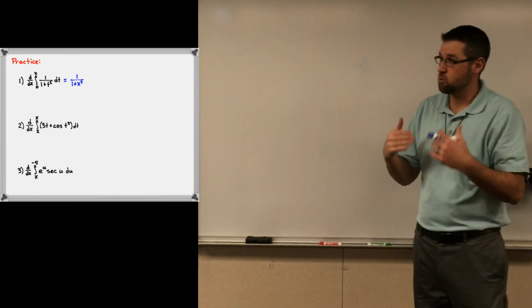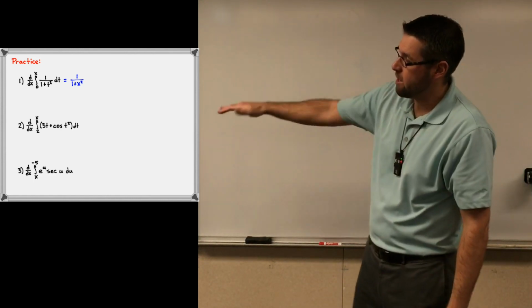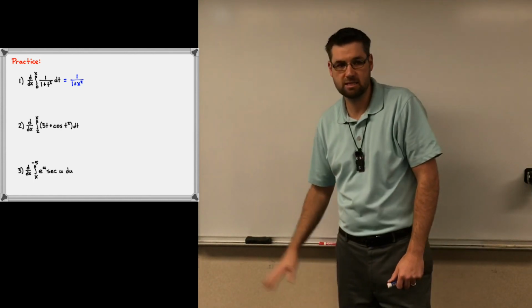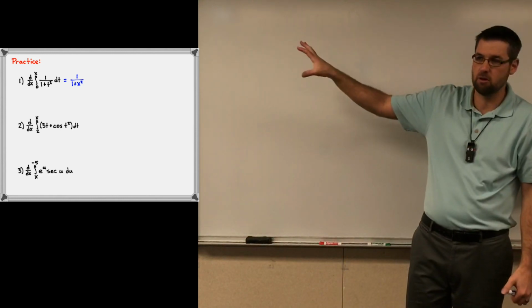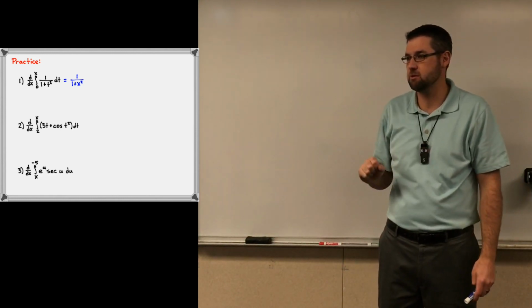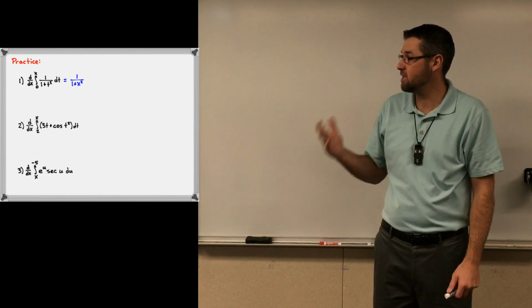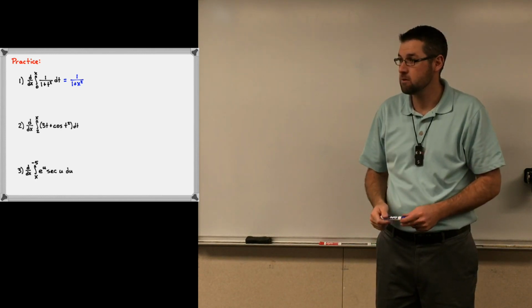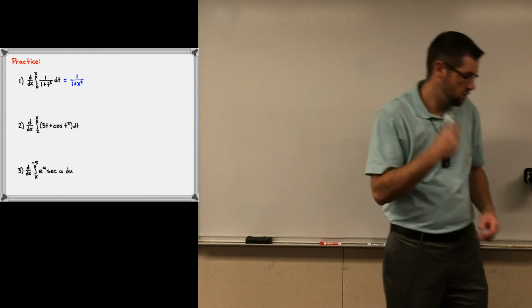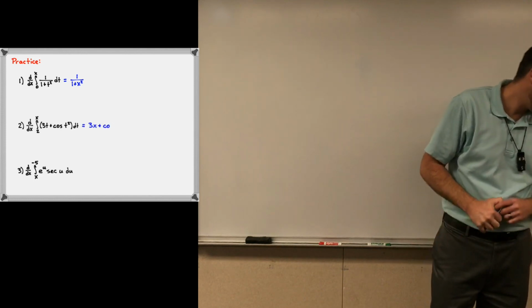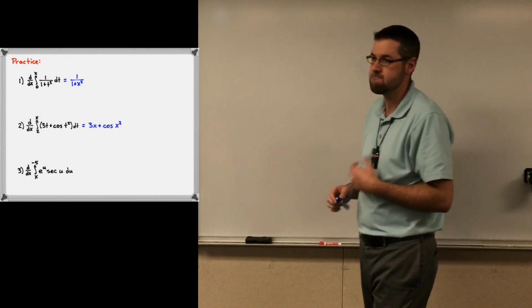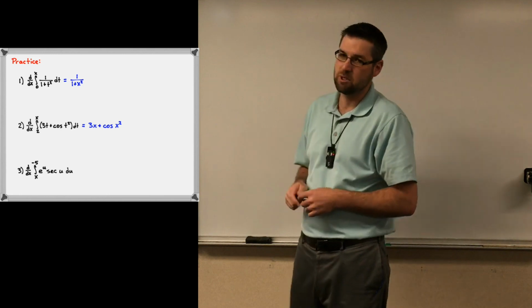But let's use the rule that we just learned. Is the lower bound a constant? Yes. Is the upper bound the variable that I'm taking the derivative in respect to? Yes. So then the answer is just 3x plus cosine of x squared. You guys okay with that? What about the last one?